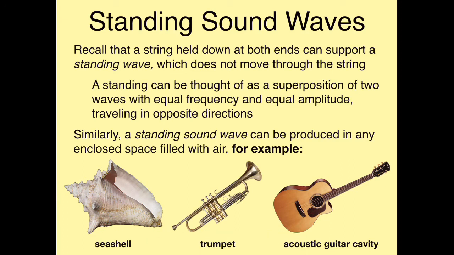A lot of musical instruments also take advantage of this fact. If you have any kind of wind instrument like a trumpet, inside of that enclosed space of the trumpet, you can create a standing sound wave. Also, even in an acoustic guitar, there is a cavity inside, which again is just some kind of enclosed space filled with air. You can get a standing sound wave in there as well.